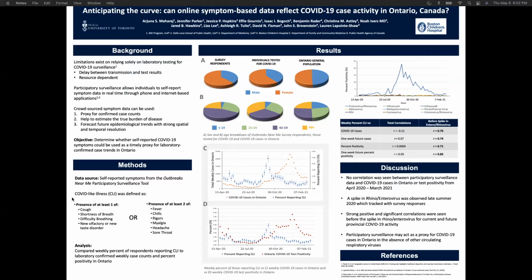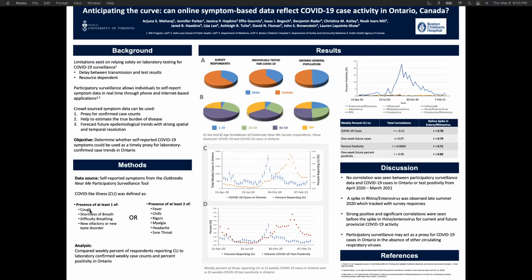We defined a COVID-like illness as the following: the presence of at least one of cough, shortness of breath, difficulty breathing, or a new olfactory or new taste disorder, or presence of at least two of fever, chills, rigors, myalgia, headache, or sore throat. For example, if a single respondent reported that he or she was experiencing fever and muscle pains or myalgias, this would be counted as a COVID-like illness. If someone was experiencing a cough, this would be counted as a COVID-like illness.